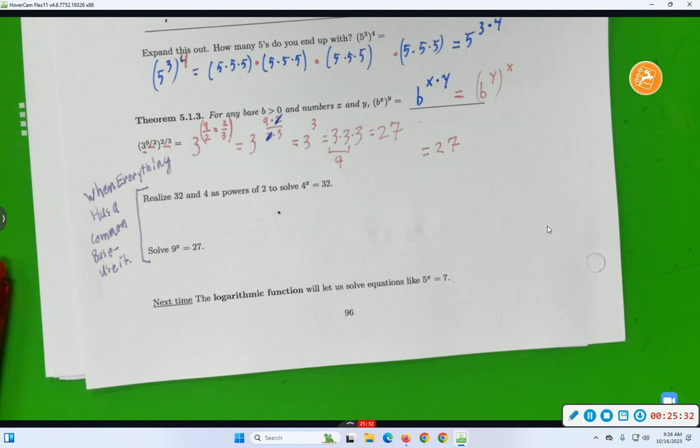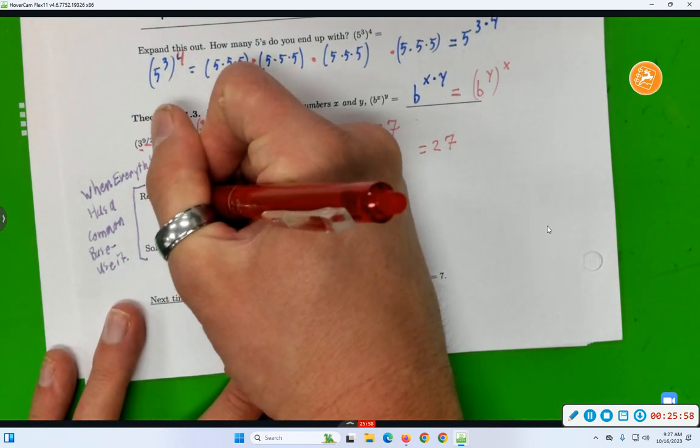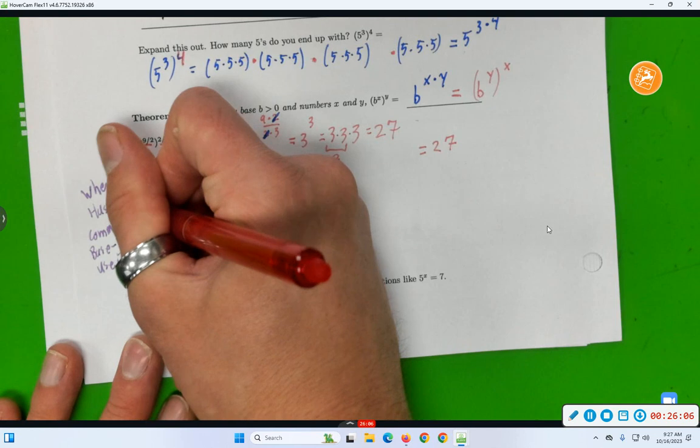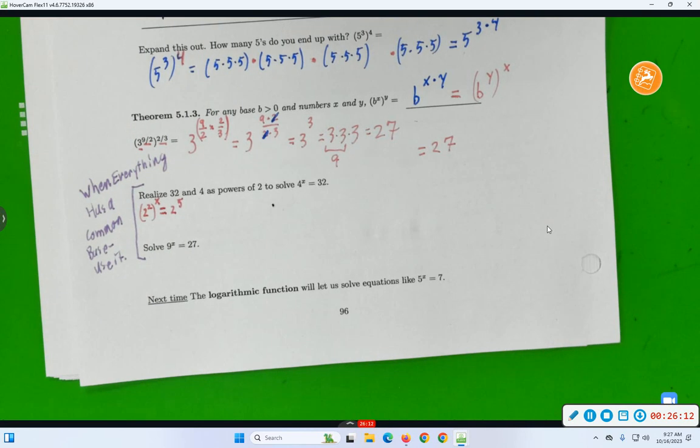And how will I solve this? Let's use this idea of a power to a power being the same as multiplying in the exponent. And I don't see that in sight right now. But I do see something. 32, is that a power of 2? What is 32 as a power of 2? 2 to the power of 5. 4, is that a power of 2? Yeah, it's 2 to the 2. So let's use that. 2 to the 2, raised to the x, is equal to 2 to the 5th.